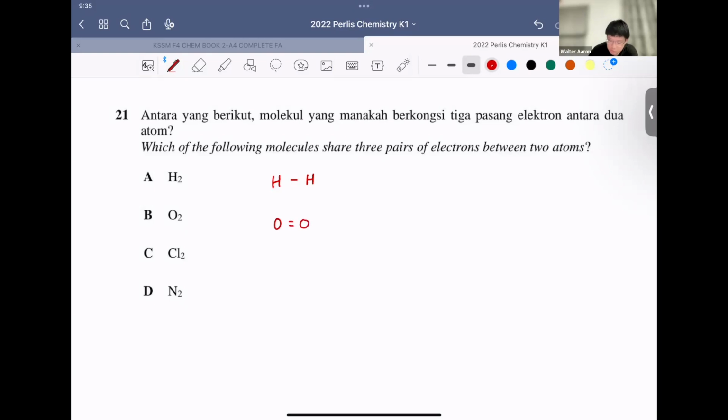Oxygen will have to share two electrons to form a double covalent bond, and that will allow them to achieve octet, right? And chlorine has 7 valence electrons, right? So they need to share one electron between each other, so they also form single covalent bond. Nitrogen is supposed to be the answer because nitrogen has technically 5 valence electrons. It needs technically 3 more electrons to be shared among each other to achieve octet in this case. So therefore, the answer is supposed to be nitrogen.